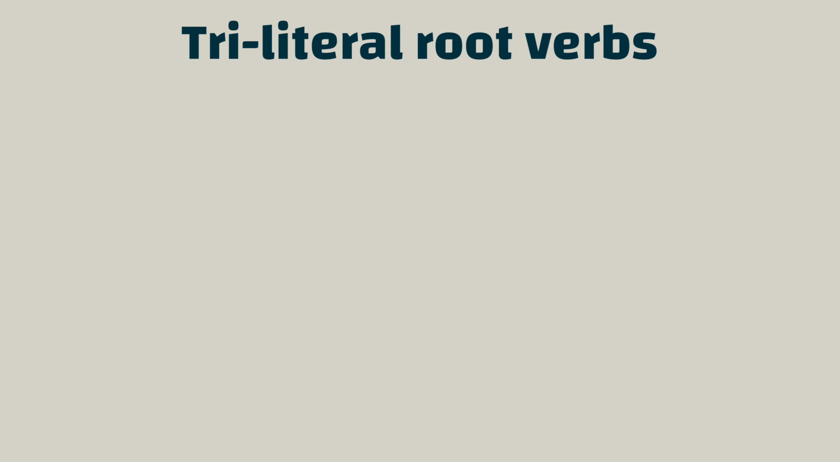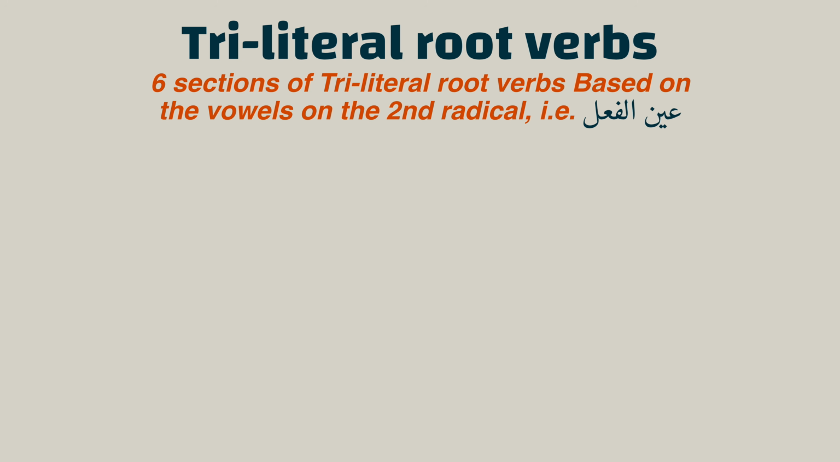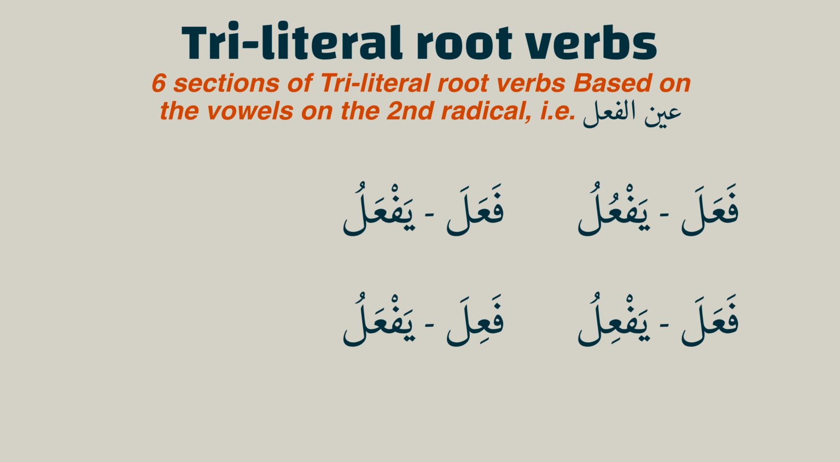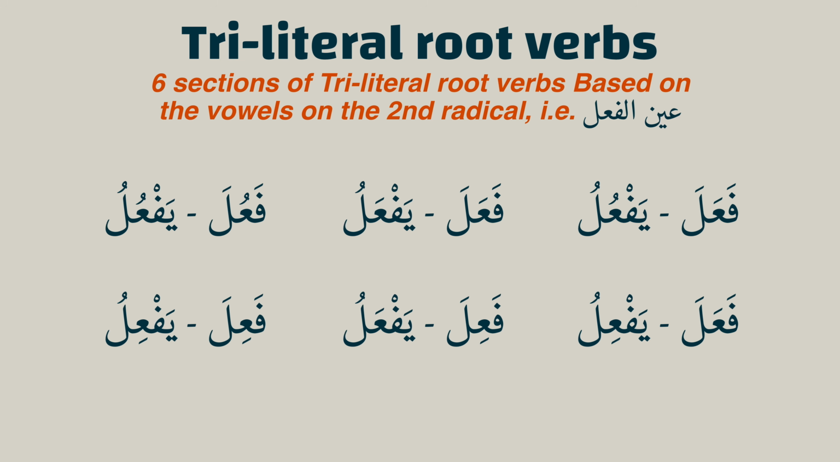Bismillah. We learned in the previous lesson that there are 6 sections known as Bab of triliteral root verbs based on the vowel that is haraka on the second radical, which is the middle radical known as Ainul Fi'l in Arabic. These 6 sections are fa'ala yaf'ulu, fa'ala yaf'ilu, fa'ala yaf'alu, fa'ila yaf'alu, fa'ula yaf'ulu, and fa'ila yaf'ilu.